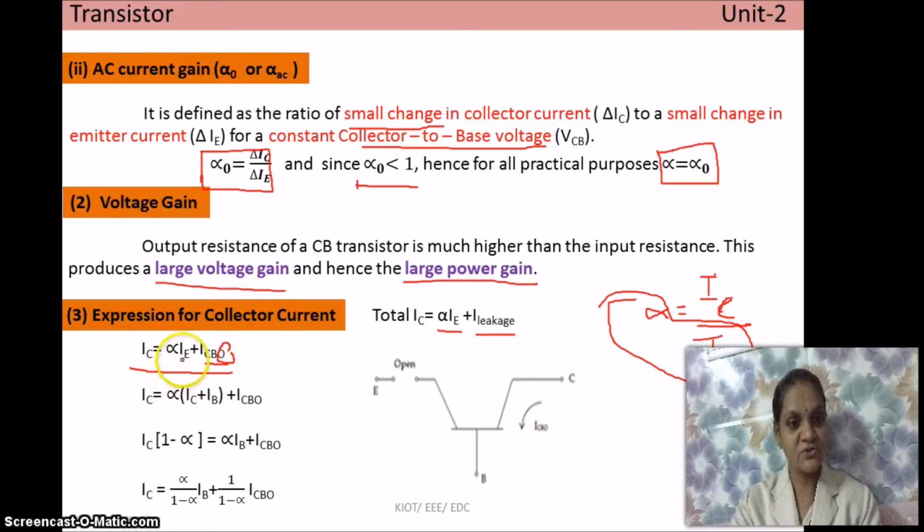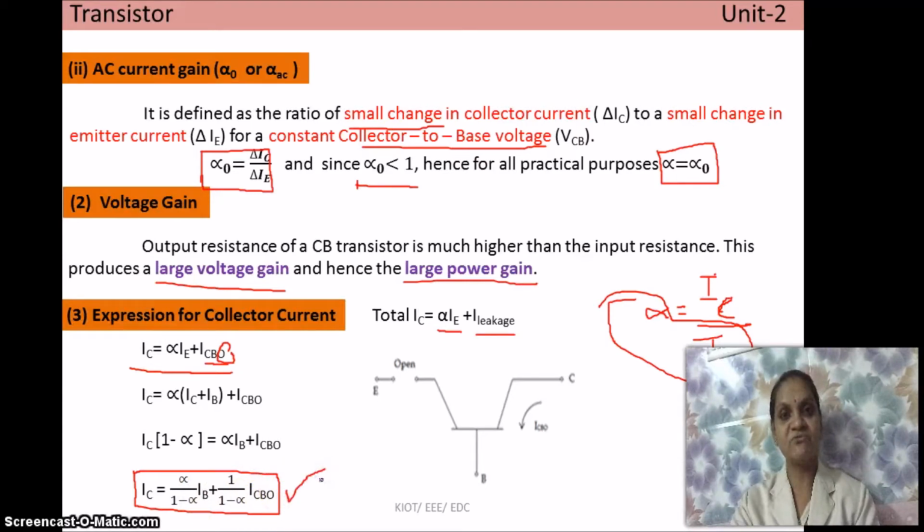In this case, IE equals IC plus IB. Substitute it and rearrange the terms, bring IC to one side, and you get the final expression as IC equals alpha by 1 minus alpha times IB plus 1 by 1 minus alpha times ICBO. This is the expression for collector current. Sometimes you may be asked to write the expression for collector current in 2 marks. You have to write this equation and abbreviate the terms present in the equation.